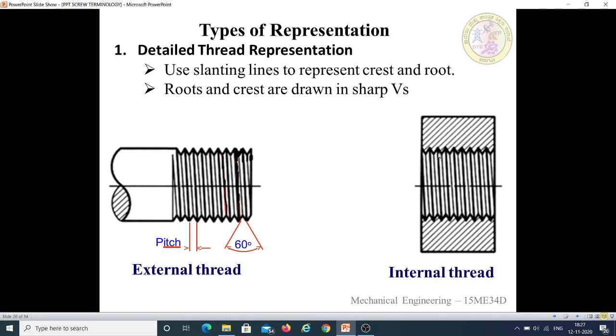In the case of internal thread, this should be sharp V shape, this should be sharp V shape.